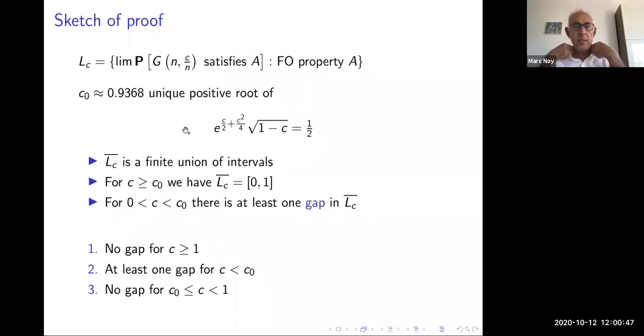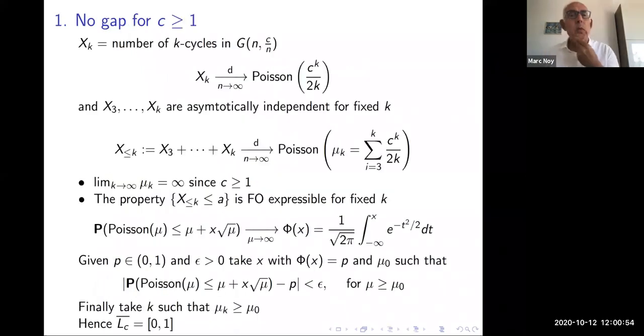Okay, so we proceed with the first part, no gap. This is, in some sense, the simplest one. What we do is take, in this random graph, a random variable, which is the number of k-cycles. In fact, it is well known that this random variable converges in distribution to a Poisson law whose parameter is precisely c to the k divided by 2k.